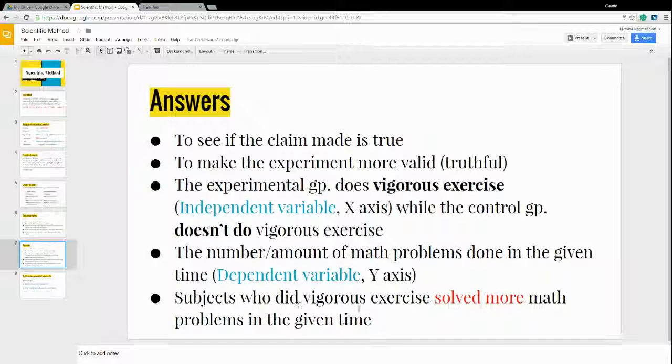Subjects who did vigorous exercise, look at that, solve more math problems in the given time. So the subjects in the experimental group should be able to solve more problems in the given time than the subjects in the control group.